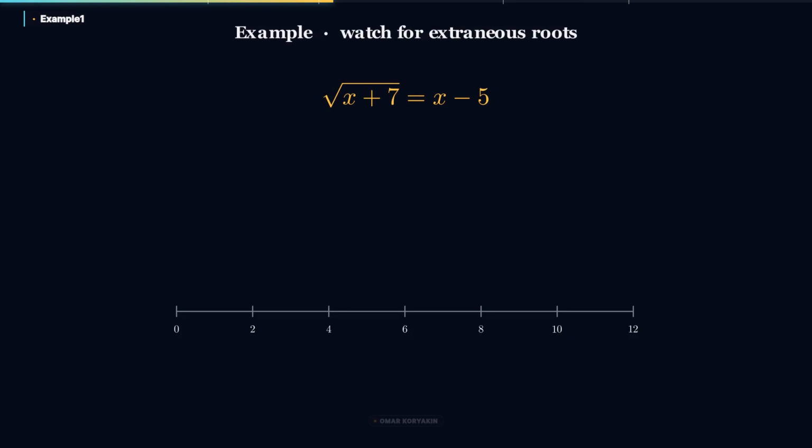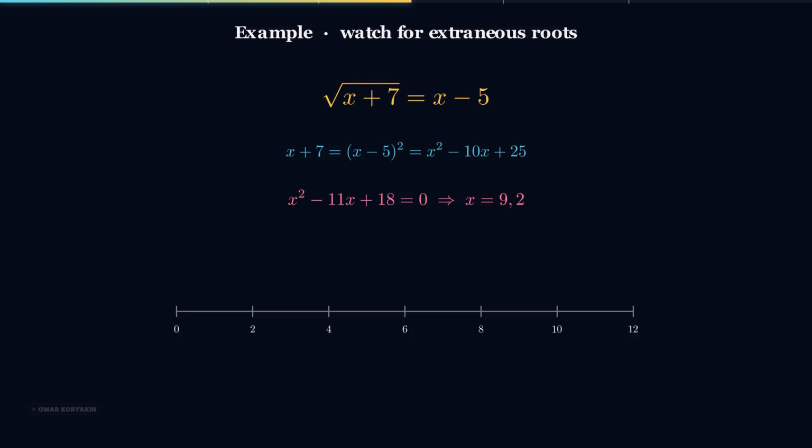Example 1. Solve the square root of x plus 7 equals x minus 5. Squaring both sides will produce a quadratic, and we may end up with 2 candidates. Square left becomes x plus 7. The right becomes x minus 5 squared, which expands to x squared minus 10x plus 25. So x plus 7 equals x squared minus 10x plus 25.